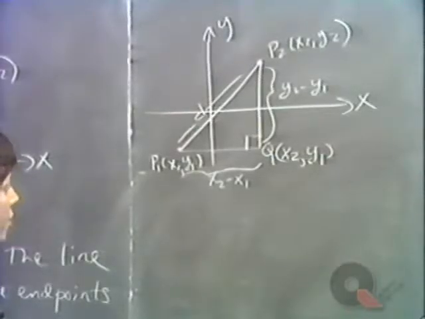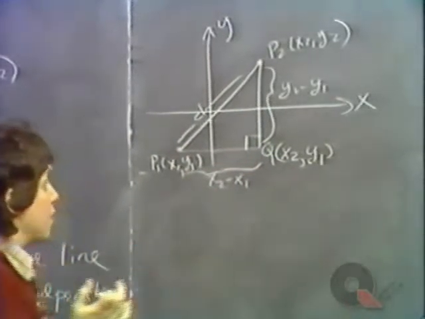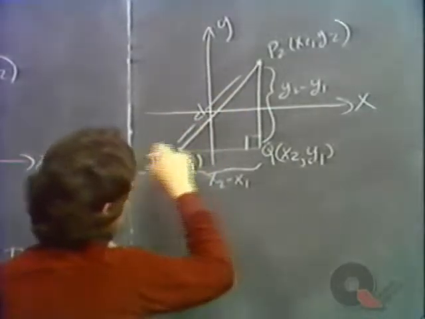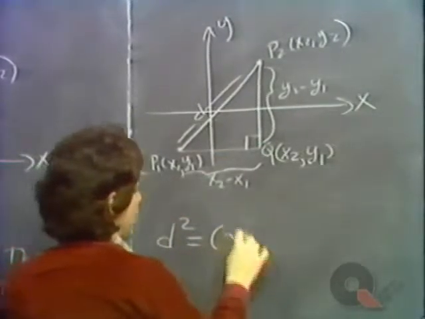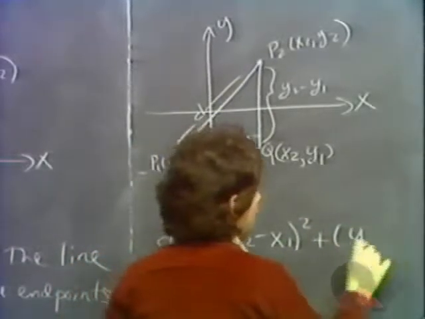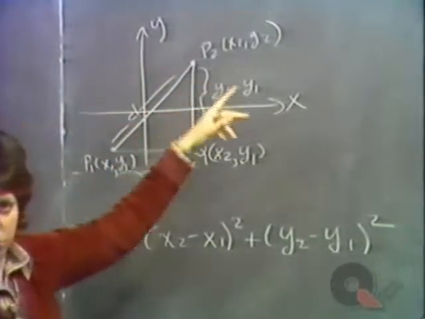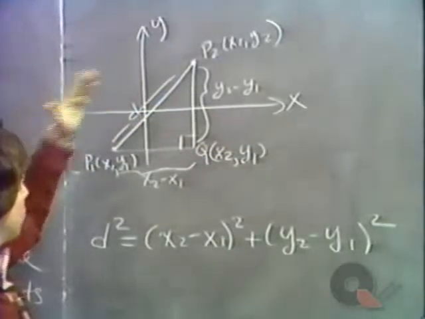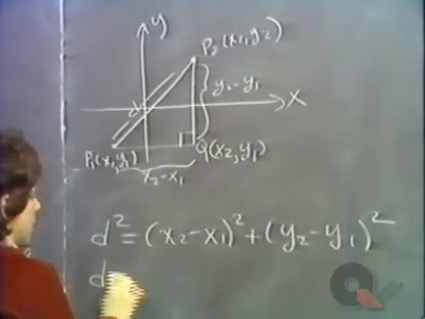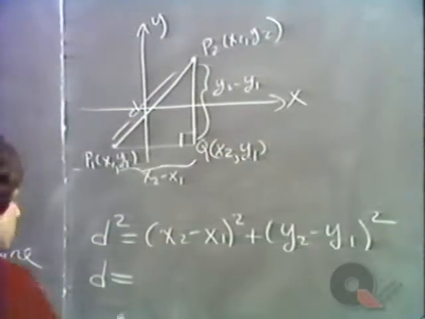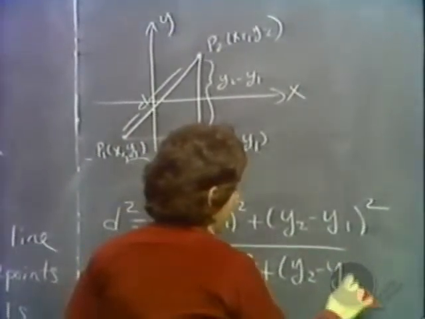So, using the Pythagorean theorem, the length that we're trying to find, d, is the length of the hypotenuse of the right triangle. The square of the hypotenuse is equal to the sum of the squares of the two legs. So d squared must be equal to x2 minus x1 squared plus y2 minus y1 squared. We have a right triangle. The distance between P1 and P2 is the length of the hypotenuse. By taking square roots of both sides, we get that the distance between these 2 points, P1 and P2, is equal to the square root of x2 minus x1 squared plus y2 minus y1 squared.